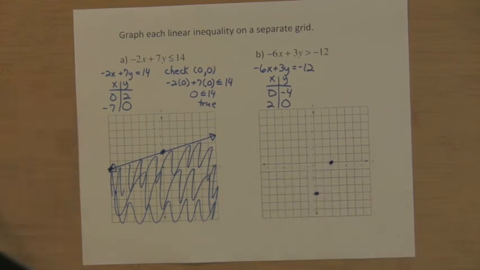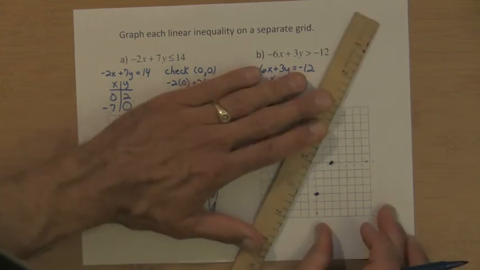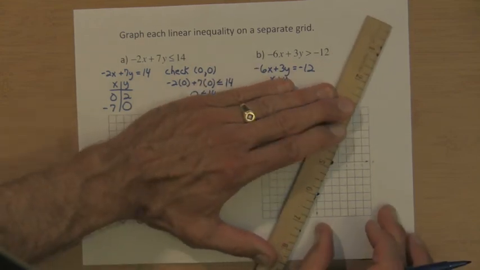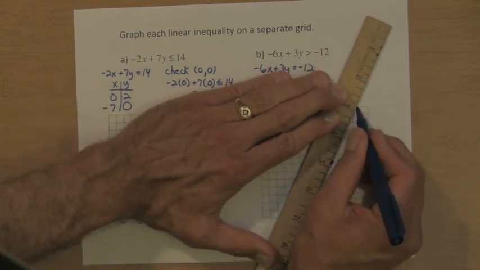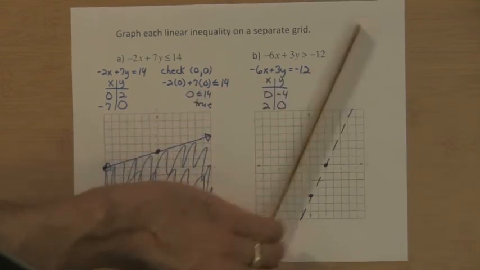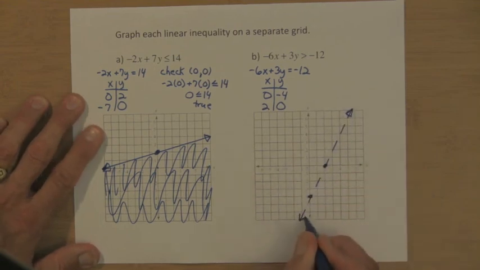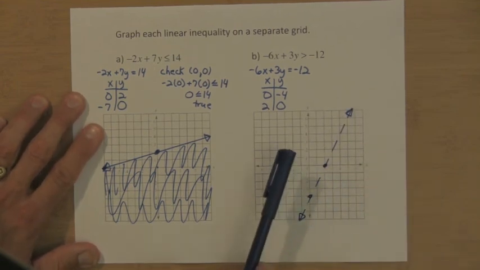Then the question is, when I connect them, solid or dashed? It's greater than, but there's no equal to part, so it's going to be a dashed line. So points on this line aren't solutions, but this line is simply going to separate the points that are solutions from the points that are not. So here's my boundary line. The question is, which points work? The ones over here or the ones up here?